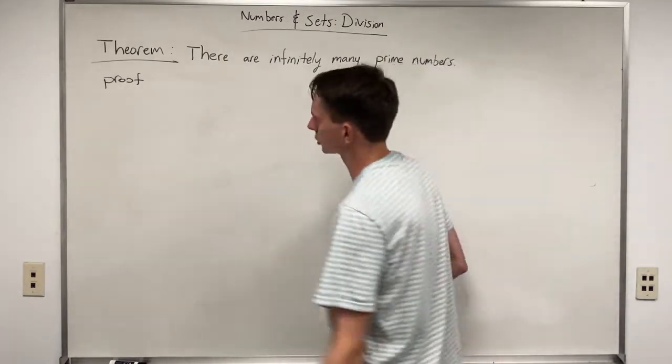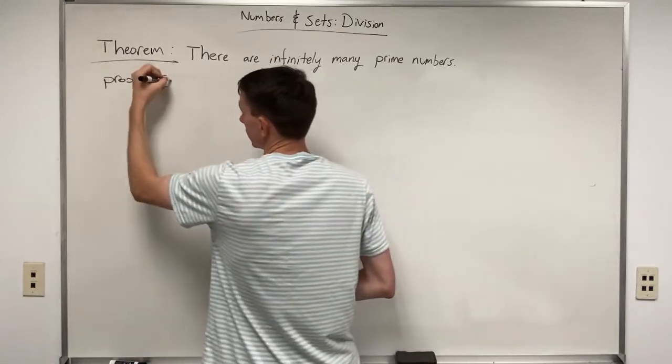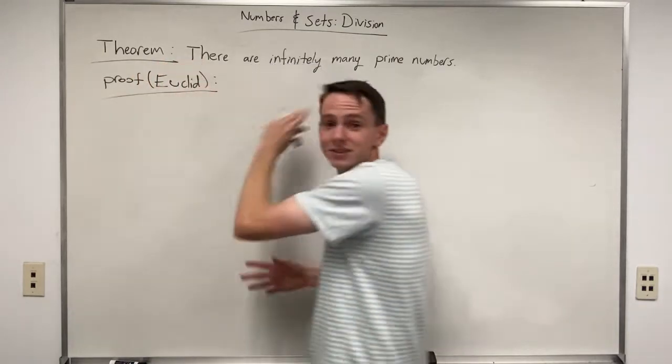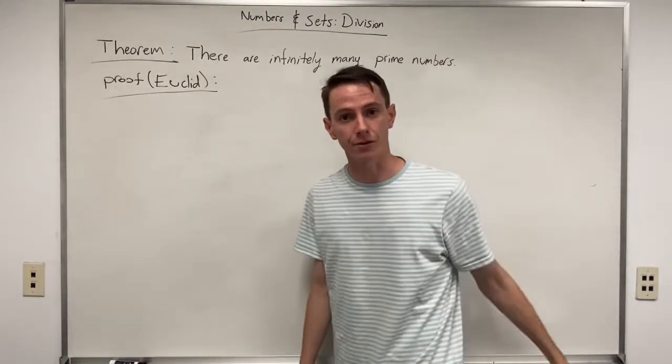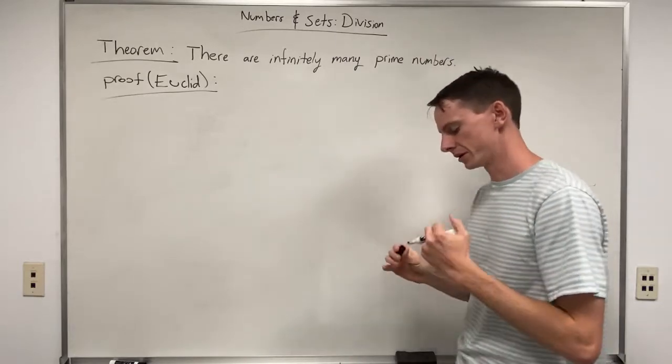But the first proof was created by some guy named Euclid. I think we have seen this guy, Euclid. This is the same guy from Euclid's algorithm. And he was able to come up with a proof to show that there are infinitely many prime numbers.